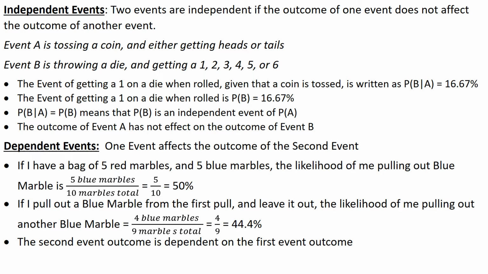Now, if I do pull out a blue marble on the first pull and I leave it out, there are only 9 marbles left. So what's the likelihood of pulling a blue marble out after pulling out the first blue marble and leaving it out? There are only 9 marbles total this time, and there are 4 blue marbles because I already pulled one out. So it'd be 4 out of 9, or 44%. The second event is dependent upon what happened with the first event.